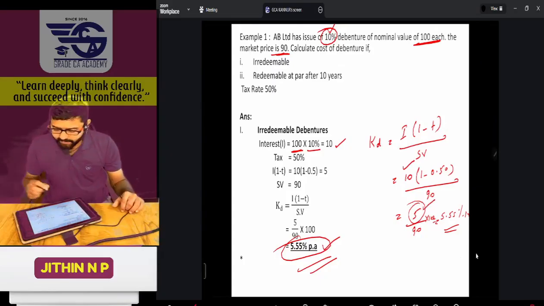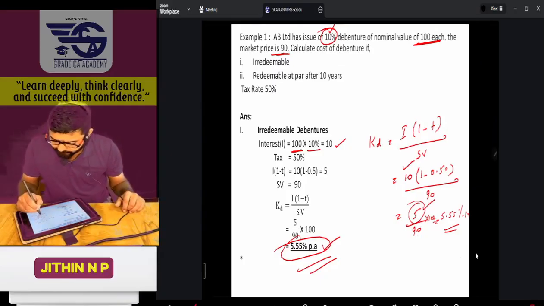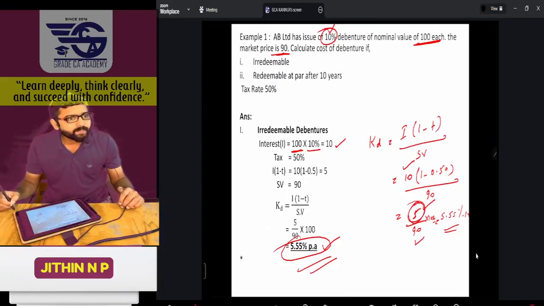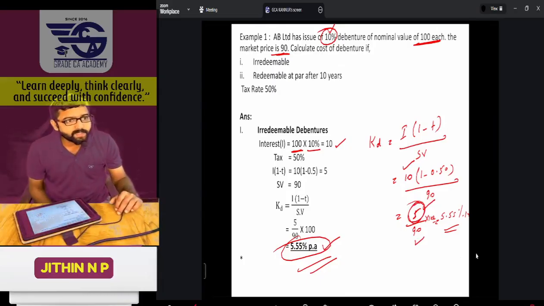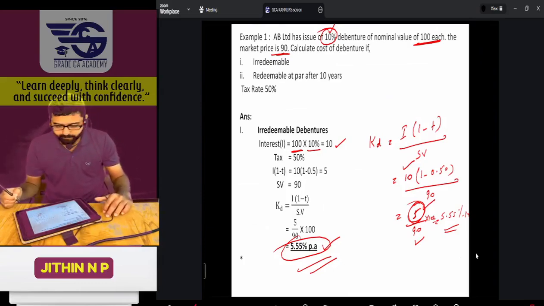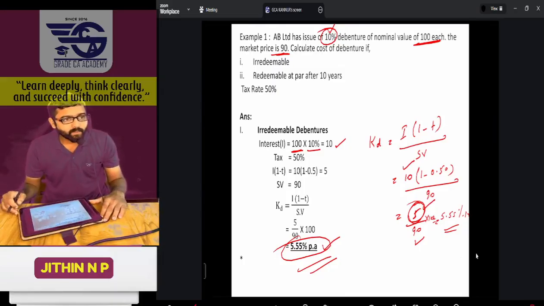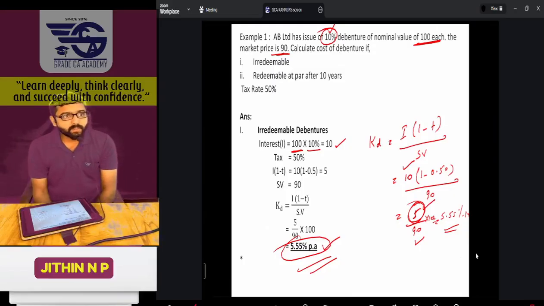For paying this 5 rupees, the company collected 90 rupees. For this 90 rupees, the company is paying 5 rupees. Then 5 divided by 90, 5.55 percent is the cost of capital. 5 divided by 90, 5.55% is the cost of debt.